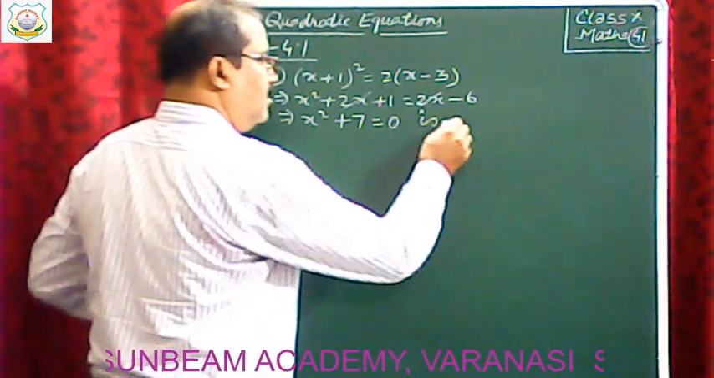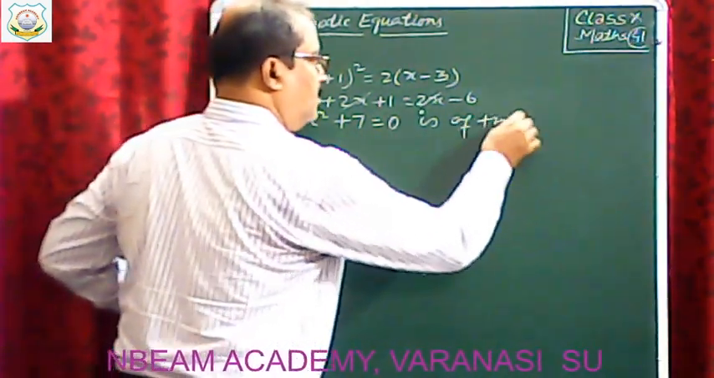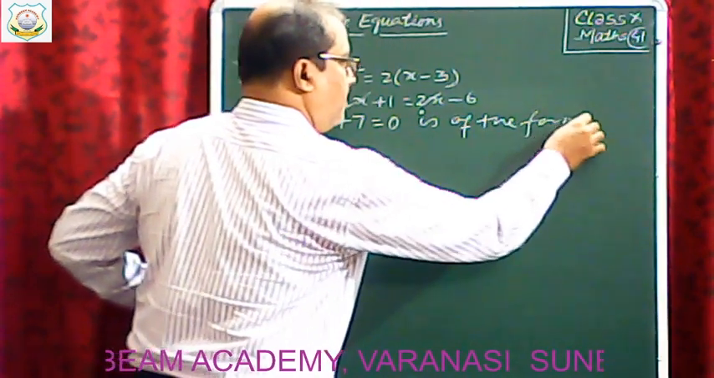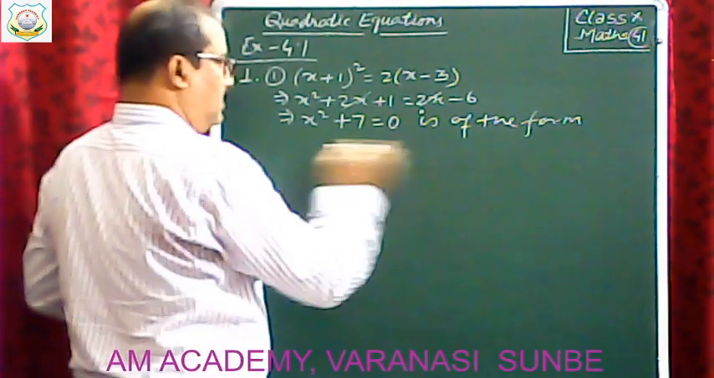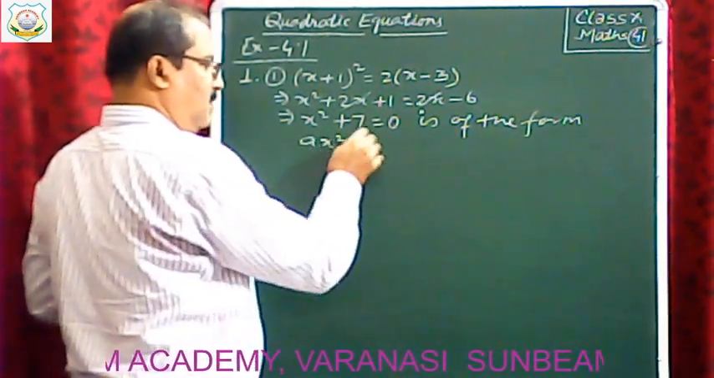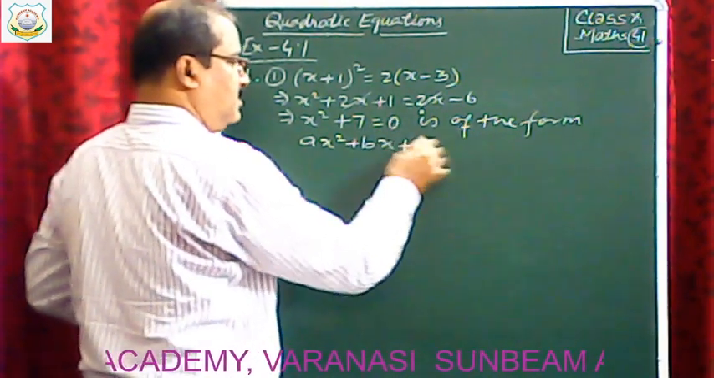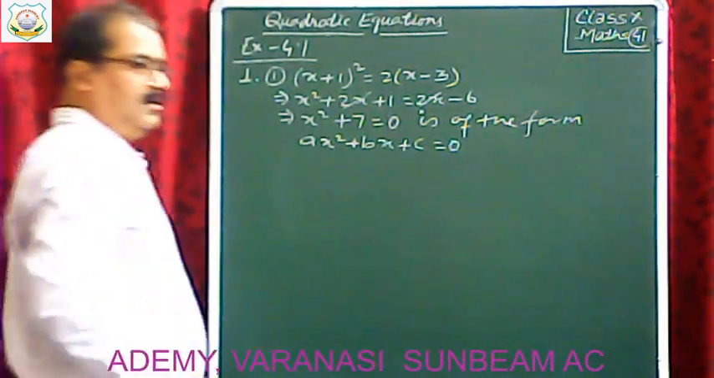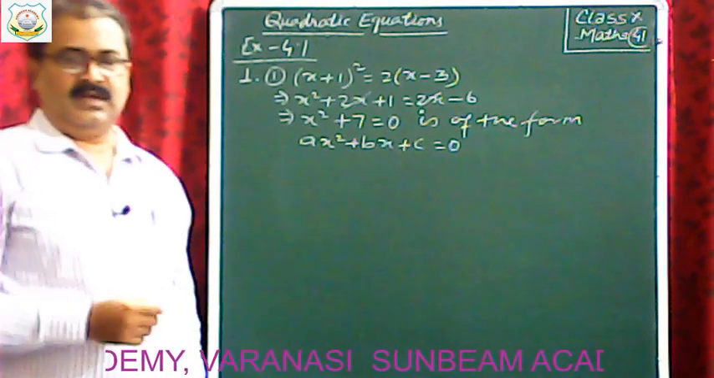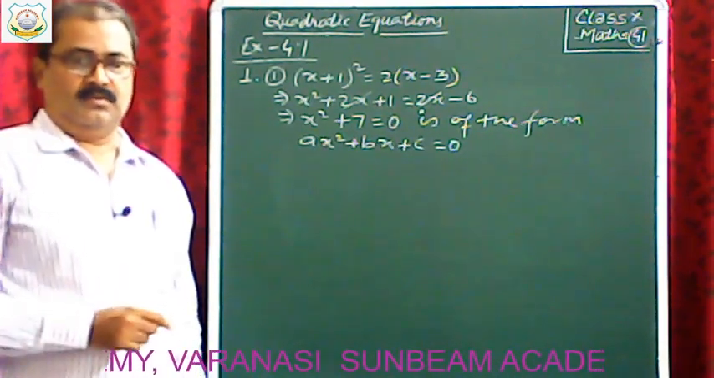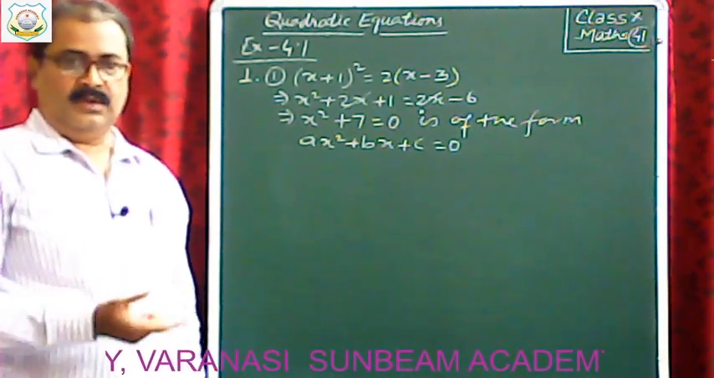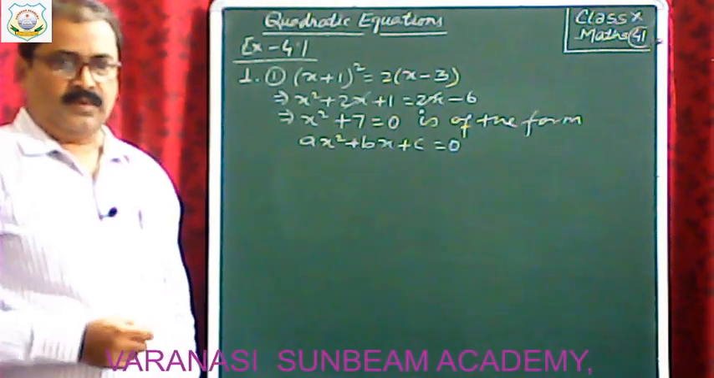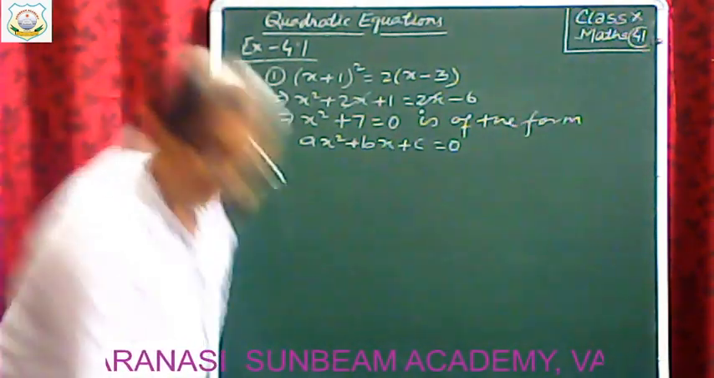So the equation is of the form ax square plus bx plus c equal to 0. As per the condition of a quadratic equation, a is not equal to 0. So b or c can be 0, there is no problem. Clear? Taking one more.